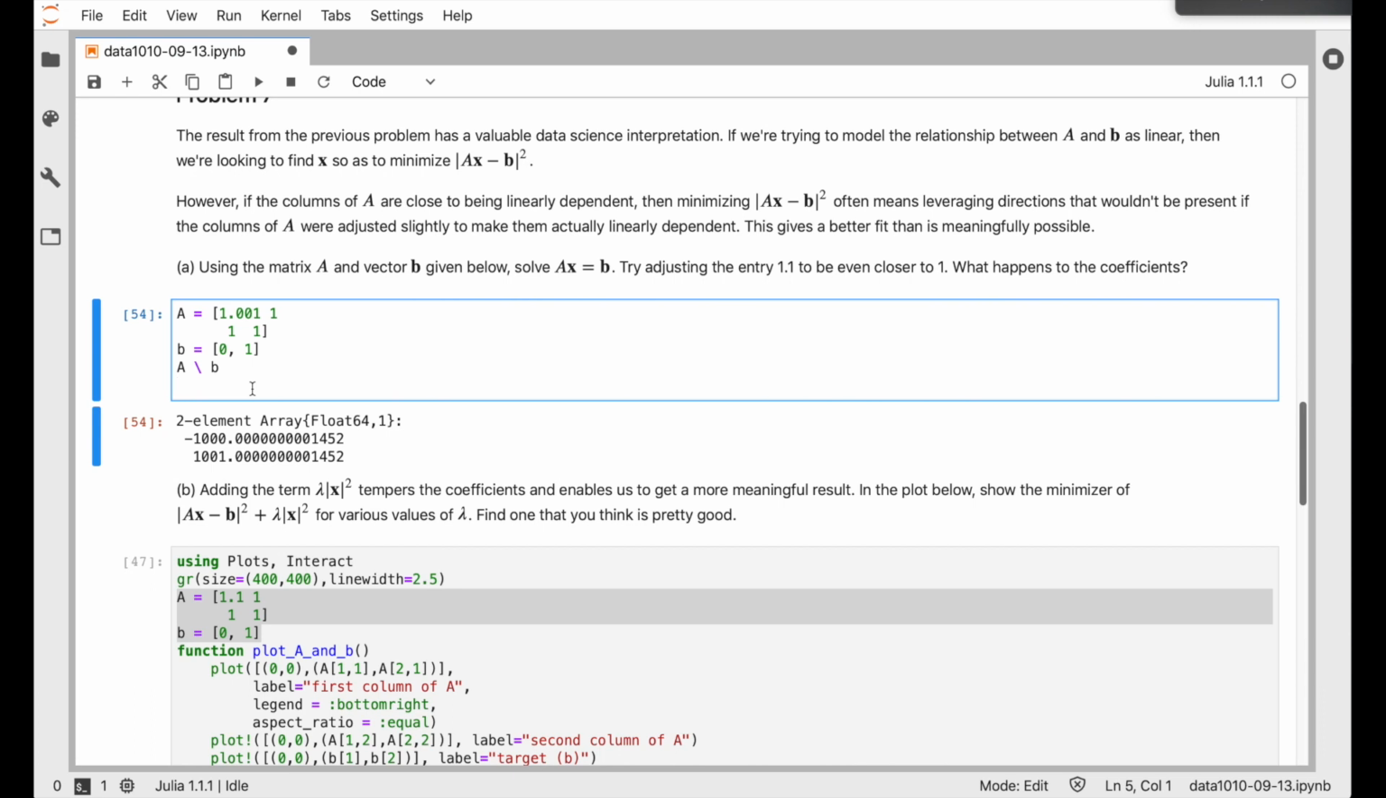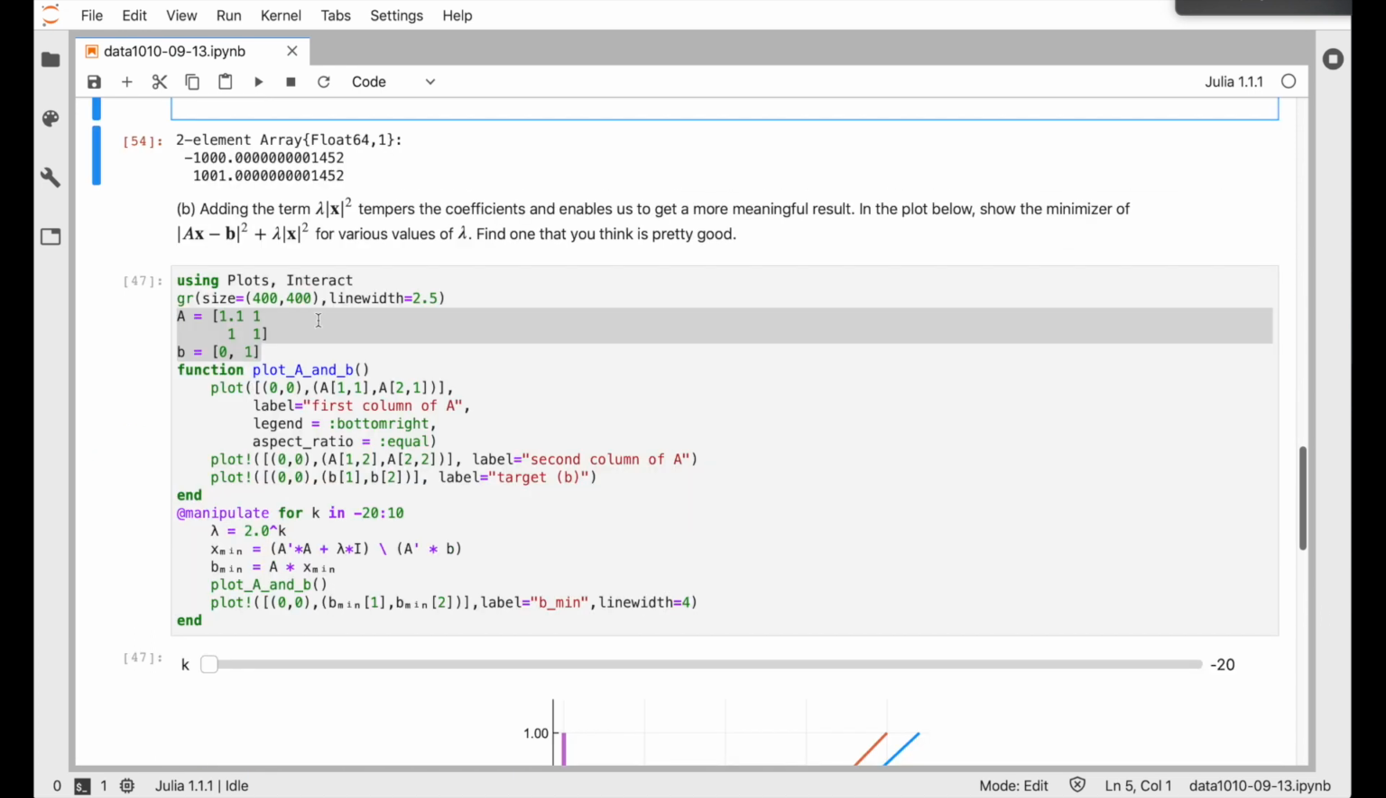And you want a way to sort of squeeze that out somehow and say, don't use all the directions of A, just use the directions that are meaningfully represented in A. And this is a particular approach to doing that. So let's see what happens visually.